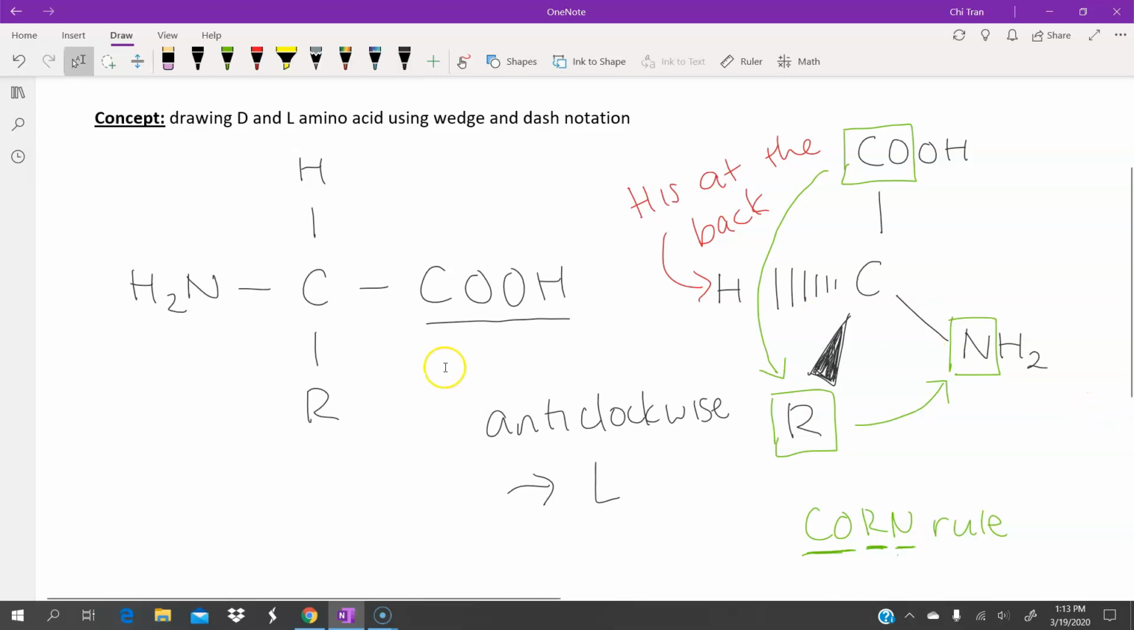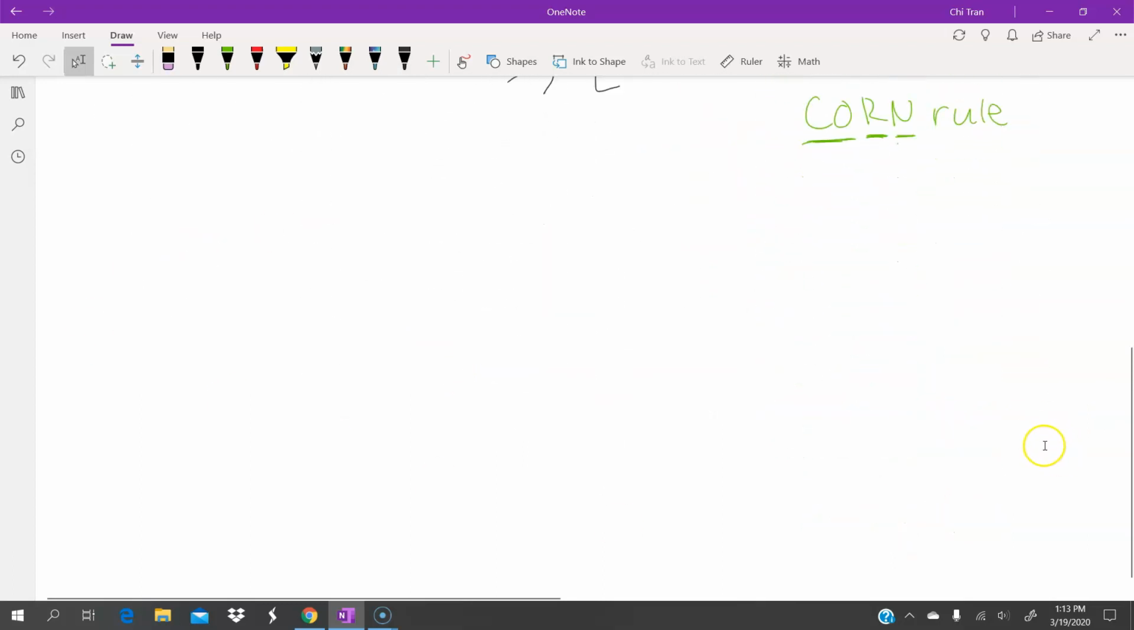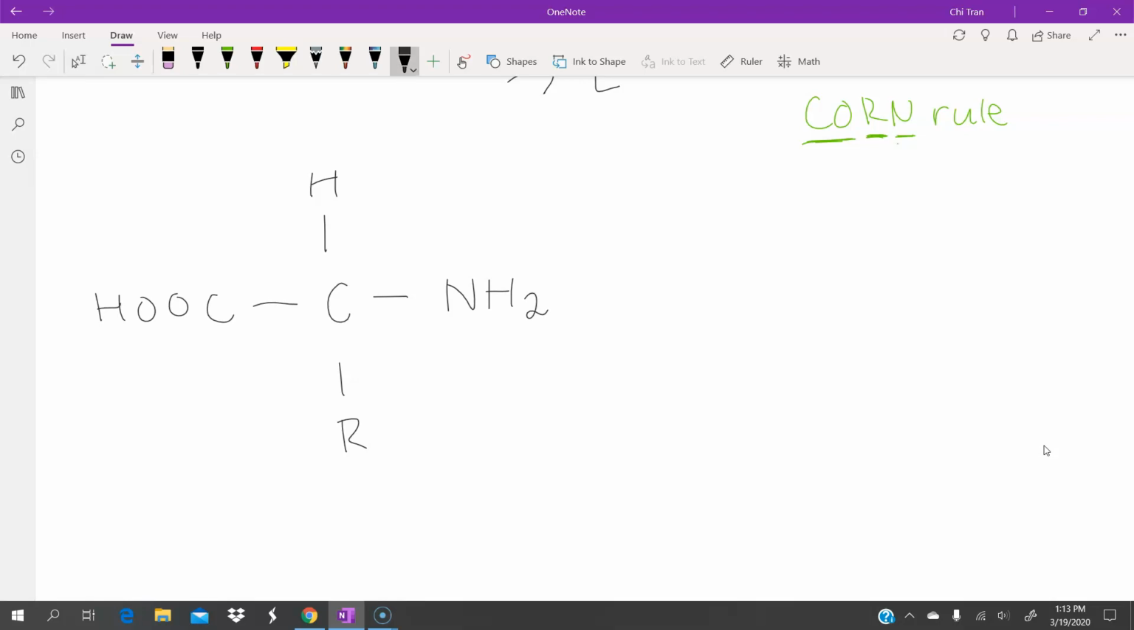But if we were to mirror all of this, we would have an amino acid still with an H on top, an R on the bottom, but to the right we would have the amine group. To the left we would have the carboxyl group instead. And that is an enantiomer of our previous example.